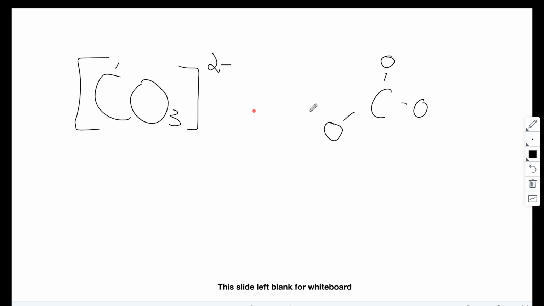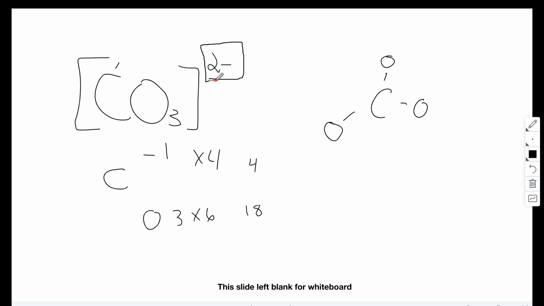Then we'll go ahead and take a look and say, okay, carbon, 1 times 4. Oxygen, we have 3 of them, times 6. Which means that from here, we're going to have 4 electrons. Then we have 18. But I want you to remember that this exists as well. And when it's 2 minus, that means that we have to add 2 more electrons. Okay, so that means we're going to have to draw 24 electrons total on this molecule.